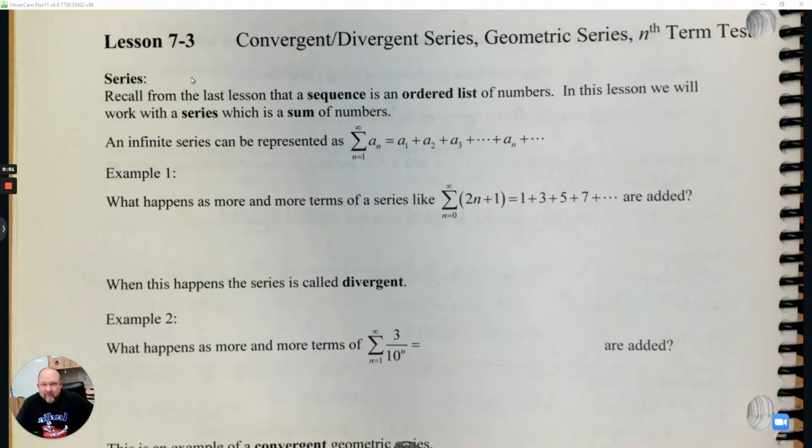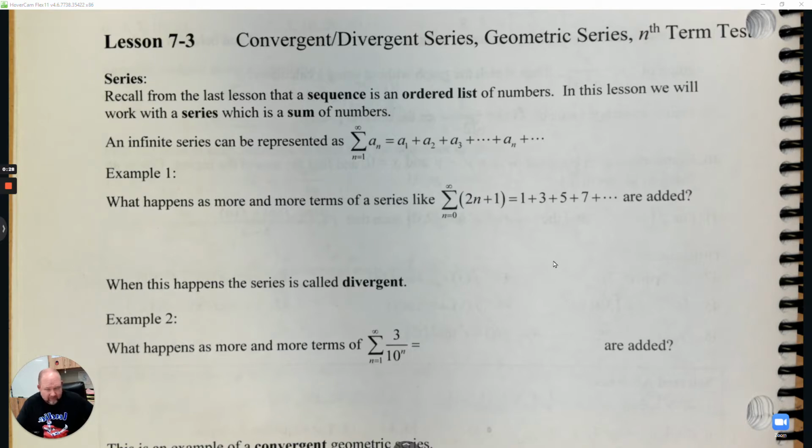All right, lesson 7.3, Convergent or Divergent series, geometric series, and the Nth Term Test. So a series is when you add up a bunch of ordered numbers. An infinite series can be written like this, 1 to infinity, and you just add forever. What happens is more and more terms are added to this. This is linear, 1 plus 3 plus 5 and so on.